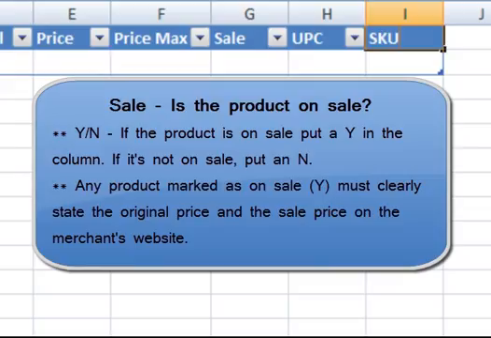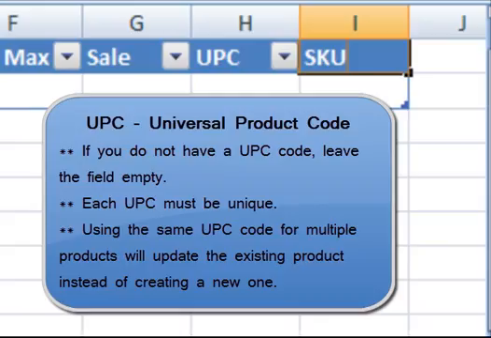Sale tells us whether the product is on sale or not. If the product is on sale, put a Y in the column. If it's not on sale, put an N. Any product marked on sale with a Y must clearly state the original price and the sale price on the merchant's website. UPC refers to the Universal Product Code.